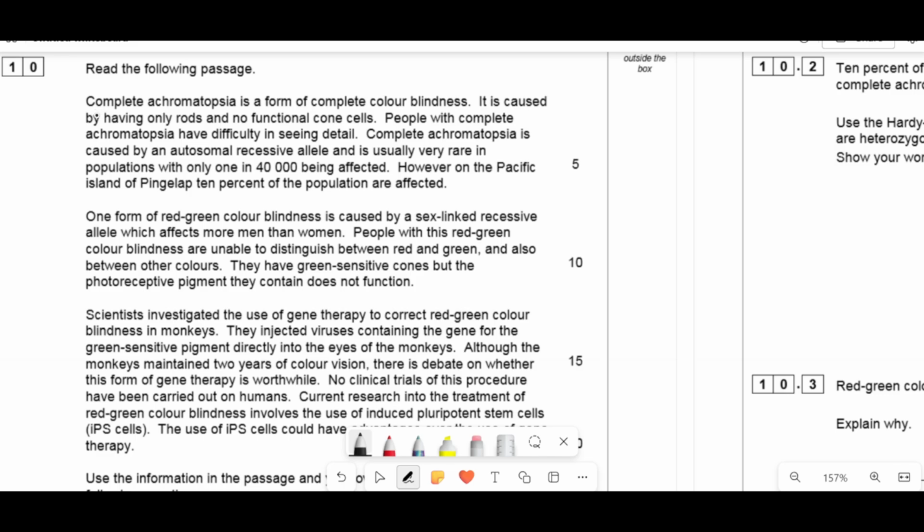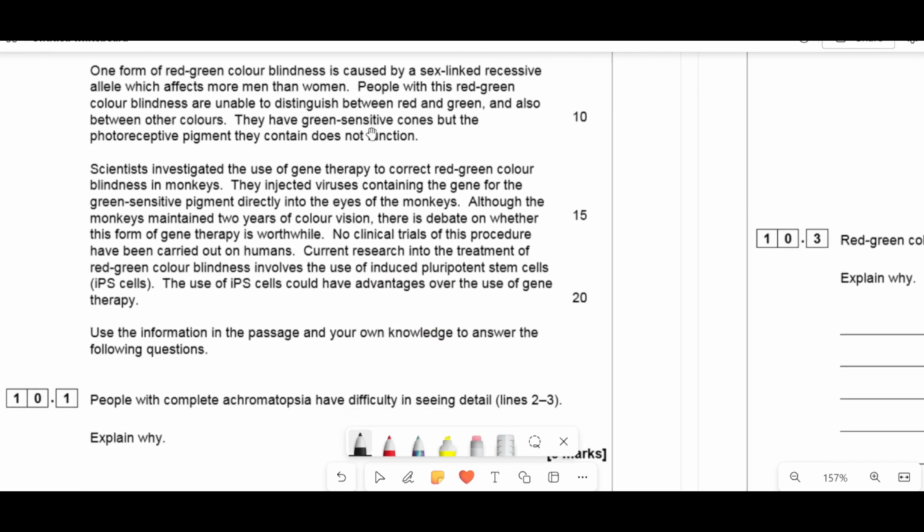work. So complete achromatopsia is a form of complete colorblindness, and it's caused by having only rods and no functional cone cells. People with complete achromatopsia have difficulty seeing and difficulty. Complete achromatopsia is caused by an autism or recessive allele and is usually very rare in populations, with only 1 in 40,000 being affected. However, on the Pacific Island and Pinch Lapid, 10% of them are affected. One form of red-green colorblindness is caused by sex-linked recessive allele, which affects more men than women. People with this red-green colorblindness are unable to distinguish between red and green, and also between other colors. They have green-sensitive cones, but the photoreceptive pigment they contain does not function.